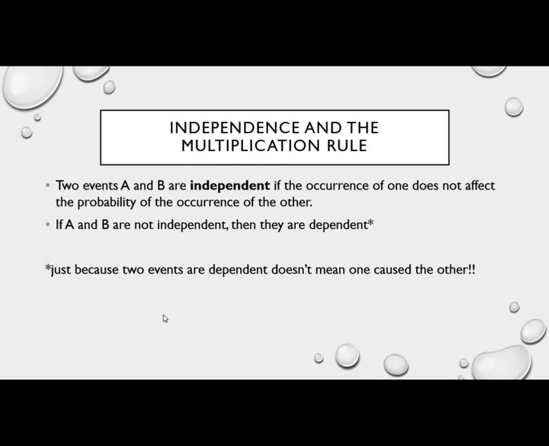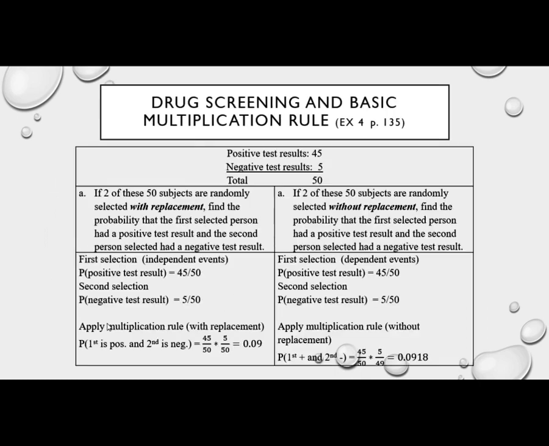Independence in the multiplication rule. Two events A and B are independent if the occurrence of one does not affect the probability of the occurrence of the other. If A and B are not independent, then they're dependent. Just because two events are dependent does not mean that one caused the other, though.